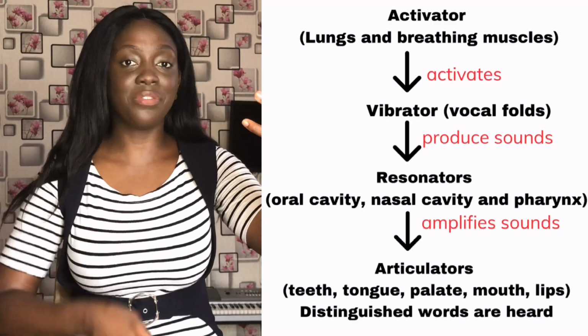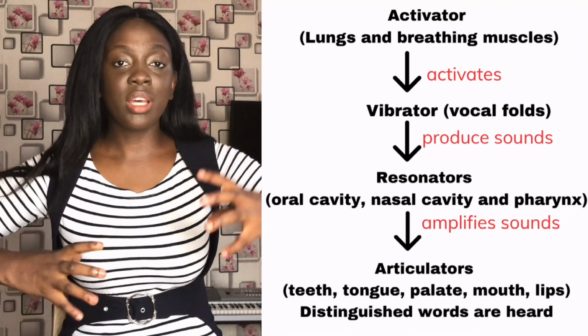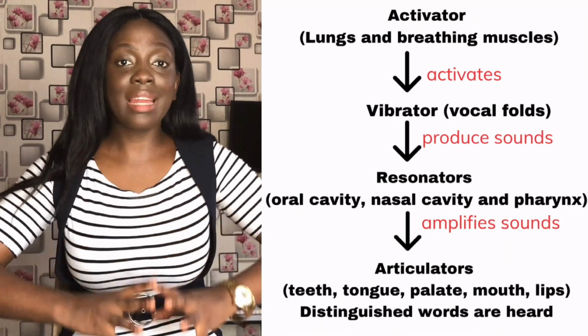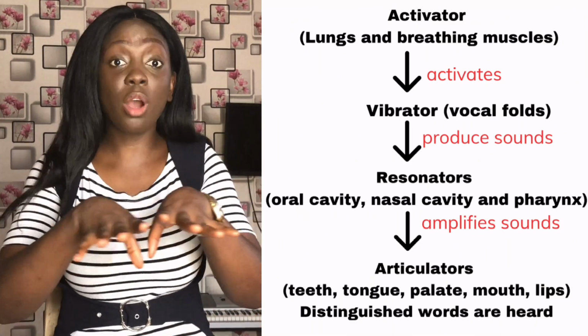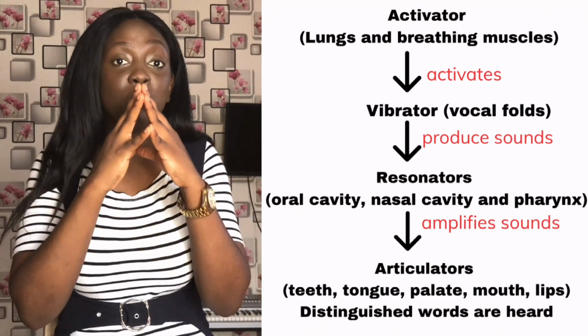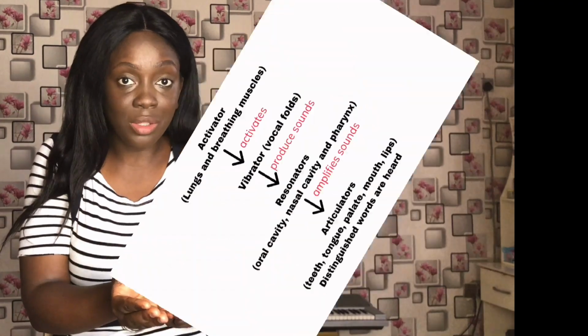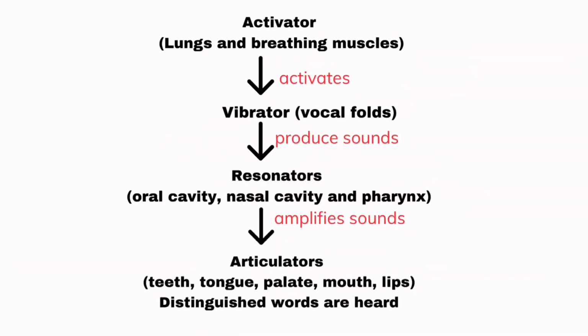The activator activates the vocal fold. That's the activator, which is your lungs, your diaphragm. They help in pushing out air, and as air passes through, the vocal fold vibrates and sound is being produced. And as this sound passes through your resonators, the sound is being amplified. When it passes through your articulators, then you begin to hear distinguished words.